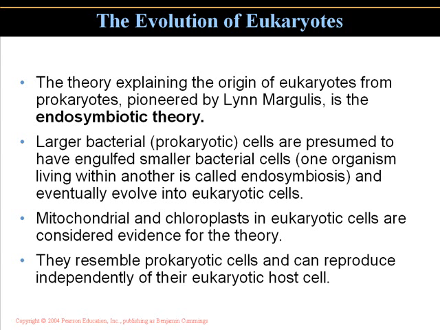Larger bacterial prokaryote cells are presumed to have engulfed smaller bacterial cells. One organism living within another is basically called endosymbiosis, and this eventually evolved into eukaryotic cells. Mitochondria and chloroplasts in eukaryotic cells are considered evidence of this theory. They resemble prokaryotic cells and can reproduce independently of their eukaryotic host.